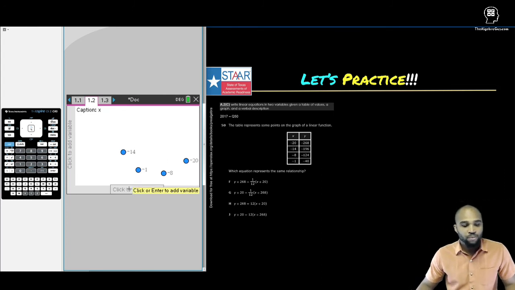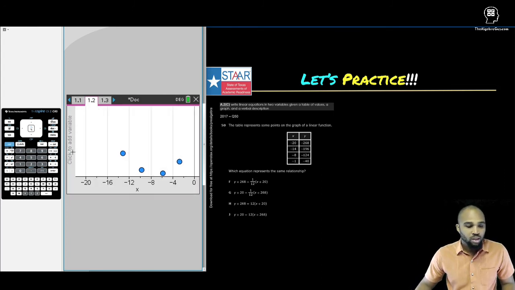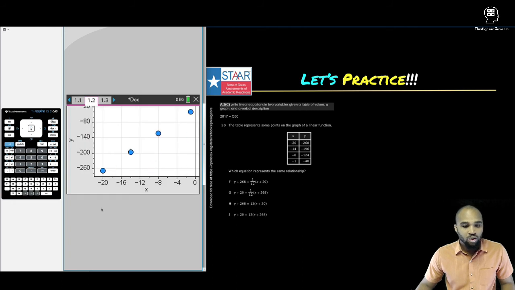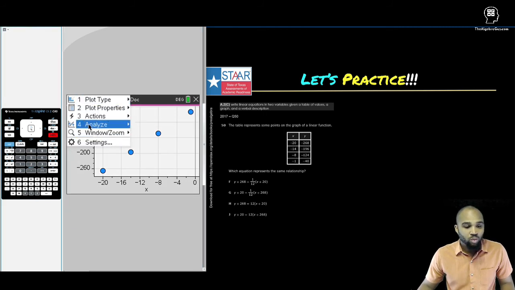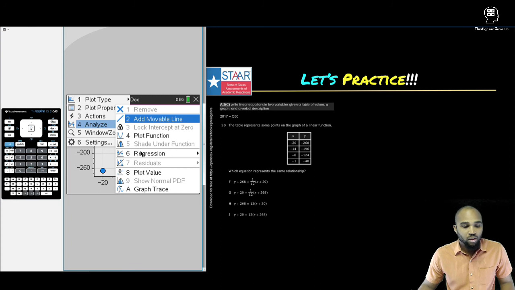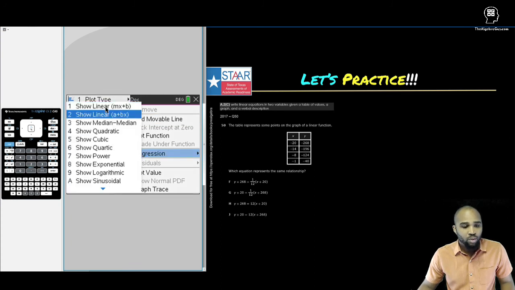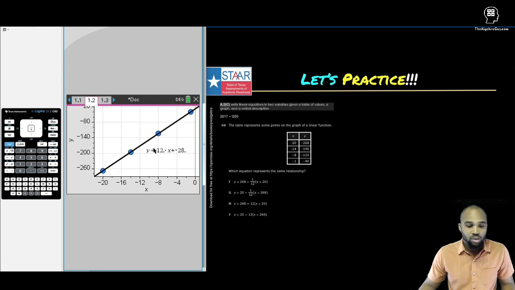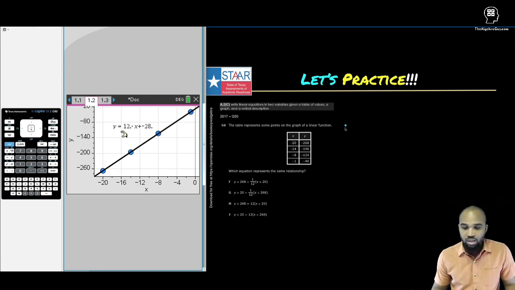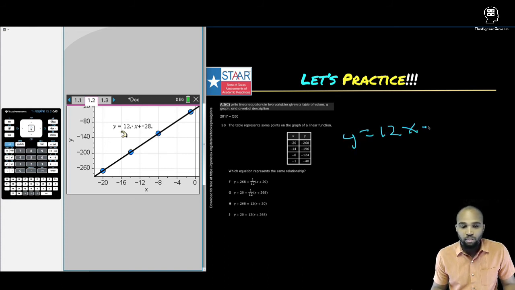I'm going to tell the calculator that this is my x-axis, this is my y-axis, and it's going to make, guess what, a line. I need the equation of that line. It'll tell me the equation of the line. Watch this. So we'll go here and press window, analyze this, regression, and I want linear in mx plus b form. So when I press that, it gives me right here. Here's my equation for this line. How exciting is that? So y equals 12x minus 28.